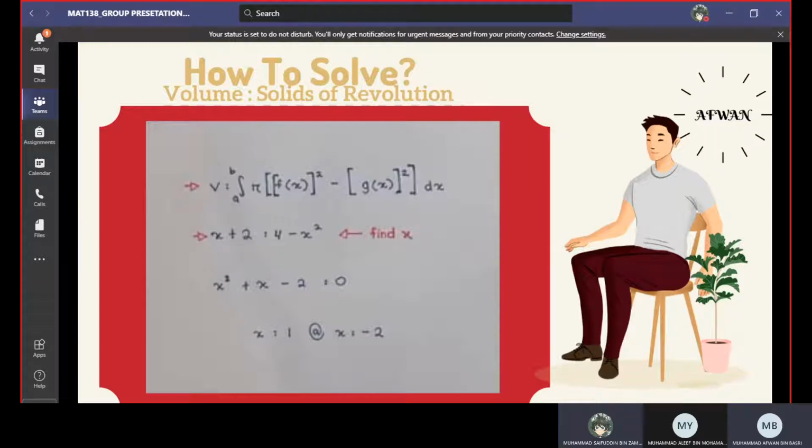For this formula, we don't know the x limits, and we can find them by setting y equals 4 minus x to the power of 2, and replacing y with x plus 2. So we will get x equals 1 and x equals -2.